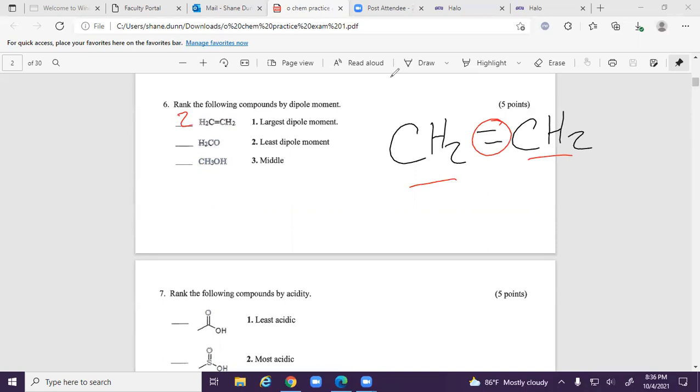That would not be the case if this were to occur. Oops, if I had an H here and I had a CH3. Because then I have the ability to do what? Resonance structure, right? Resonance structure messes dipole up. That makes sense?